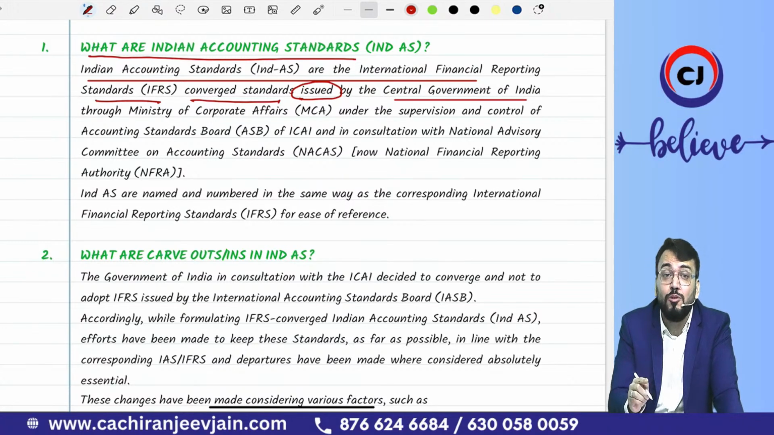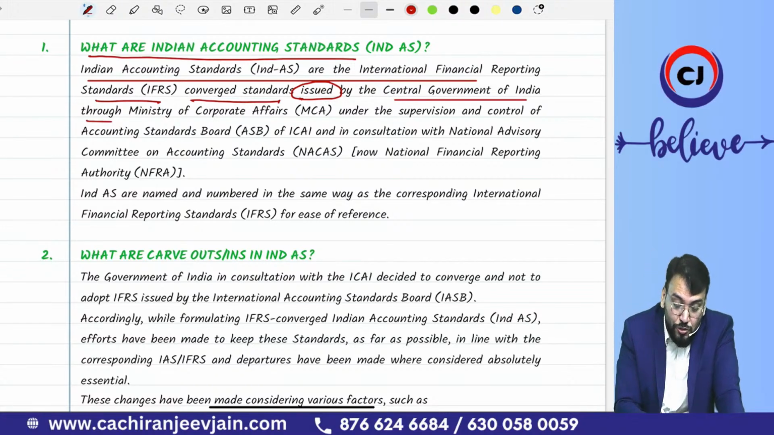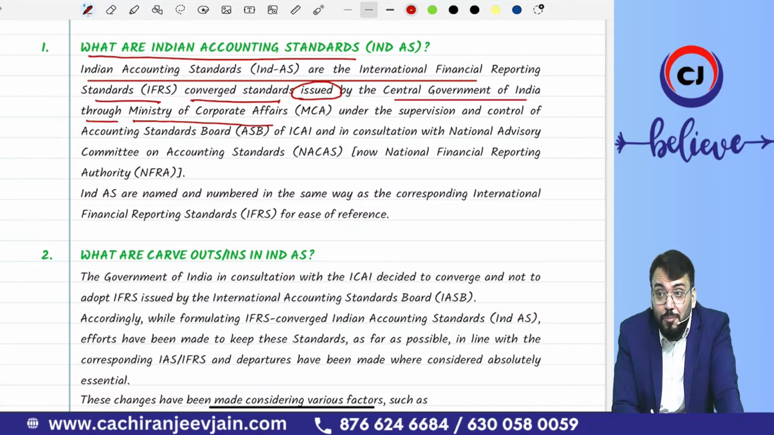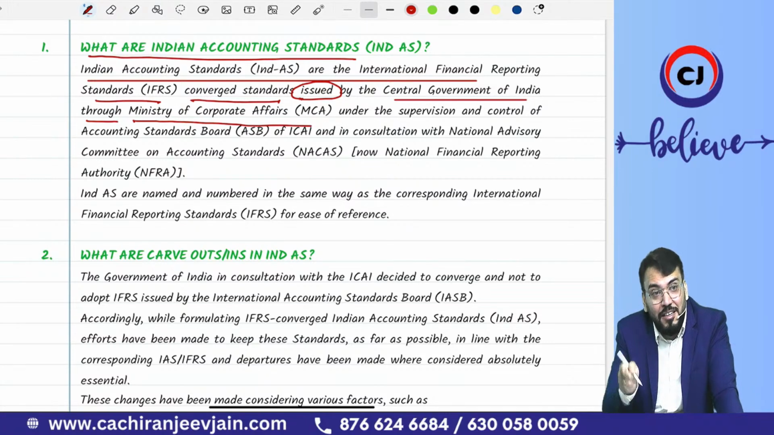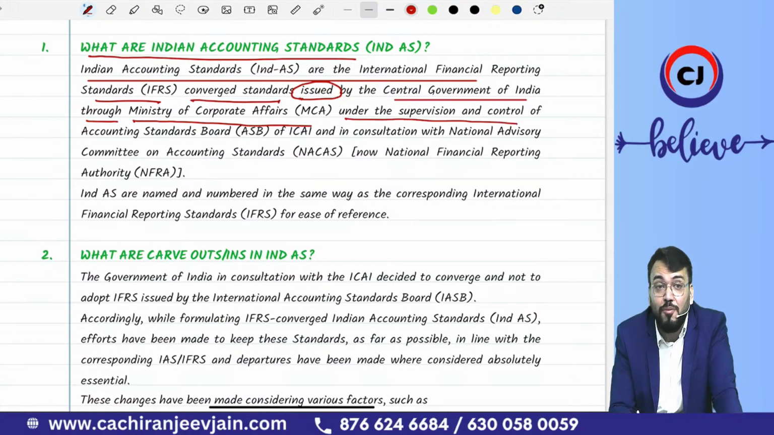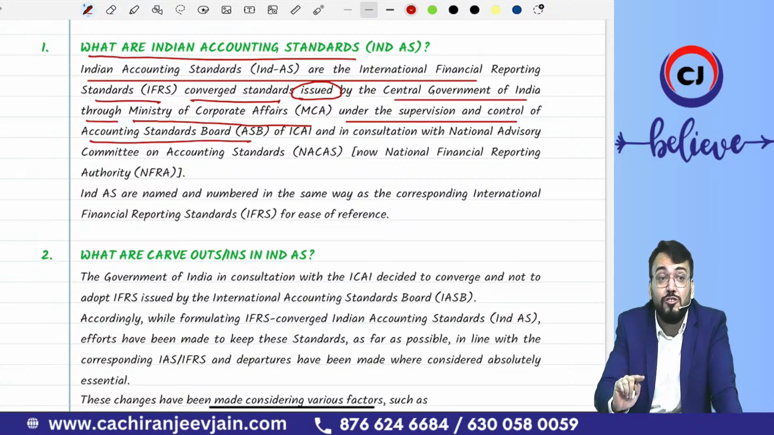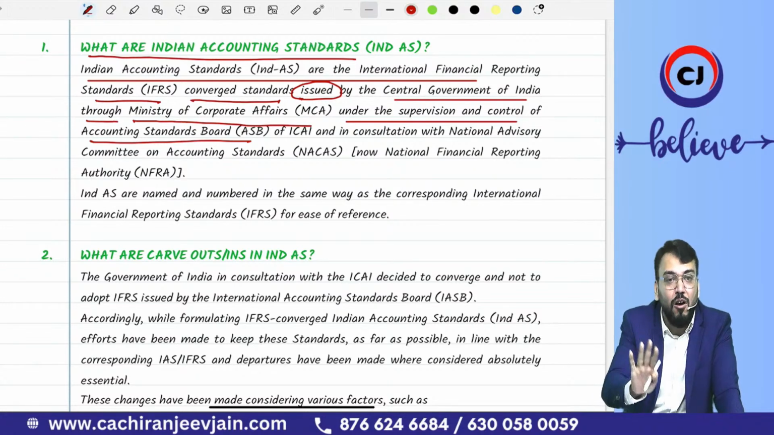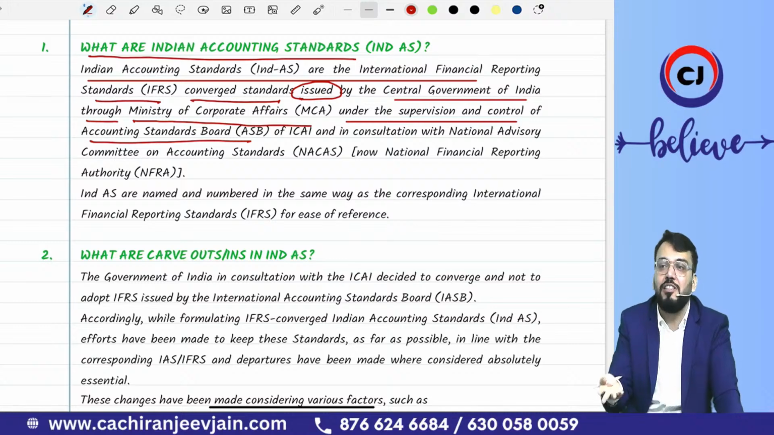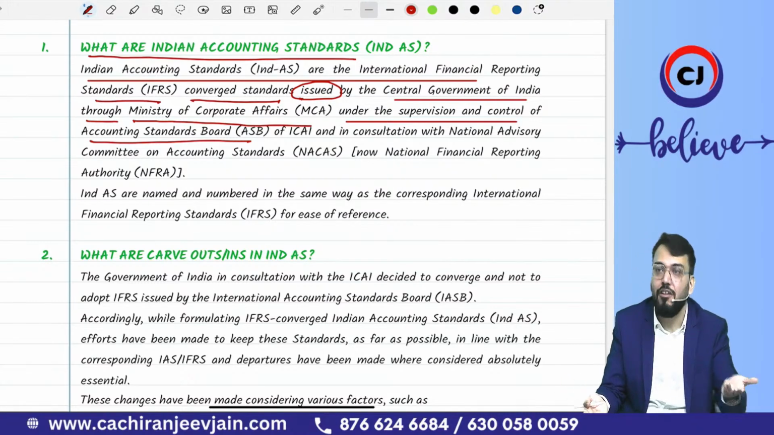So who has the power to draft AS or IND AS? The central government of India through the Ministry of Corporate Affairs, under the supervision and control of ASB of ICAI. All the suggestions and recommendations are given by ICAI only. Actually, these are all drafted by ICAI because they are the only accounting body with knowledge about accounting standards. They can only draft. Correct.